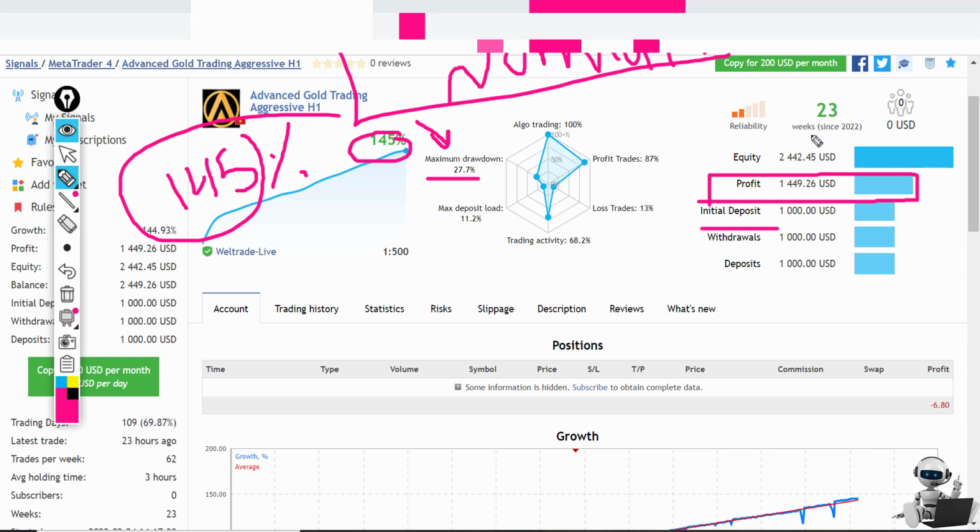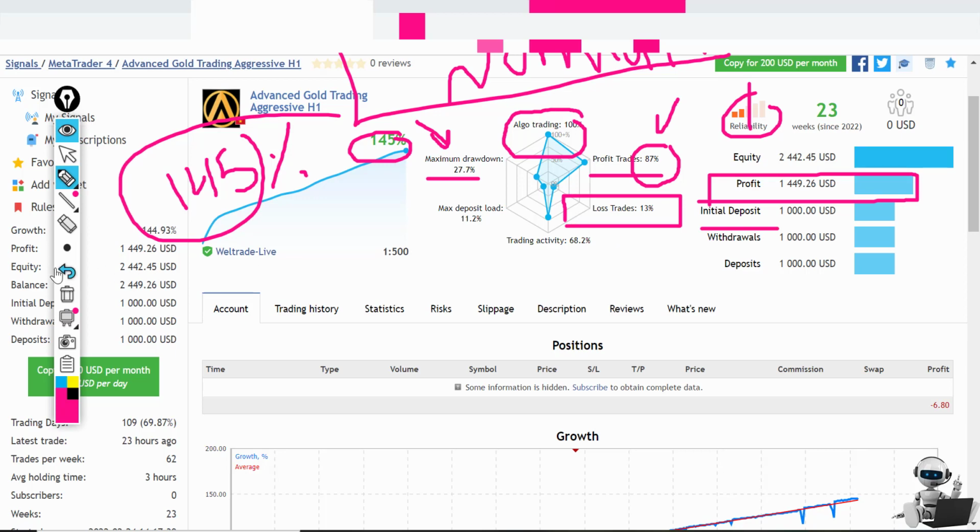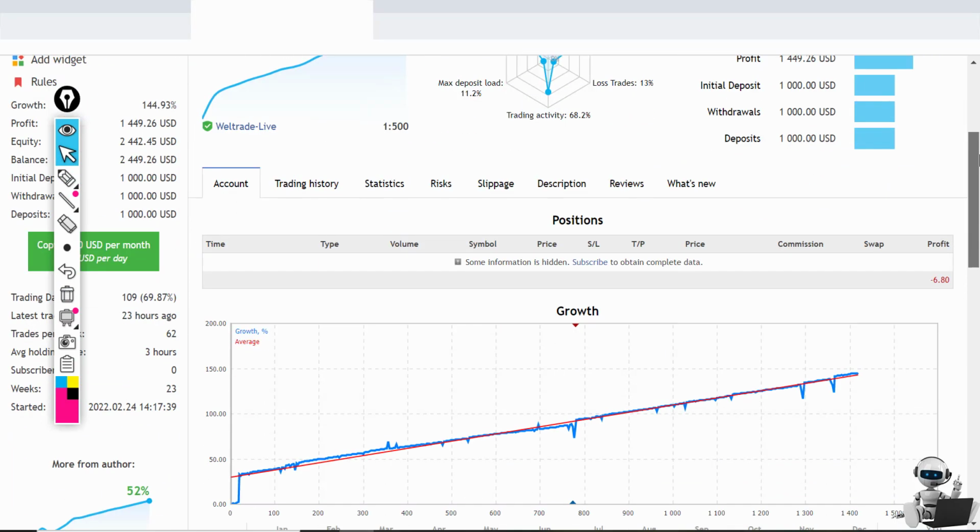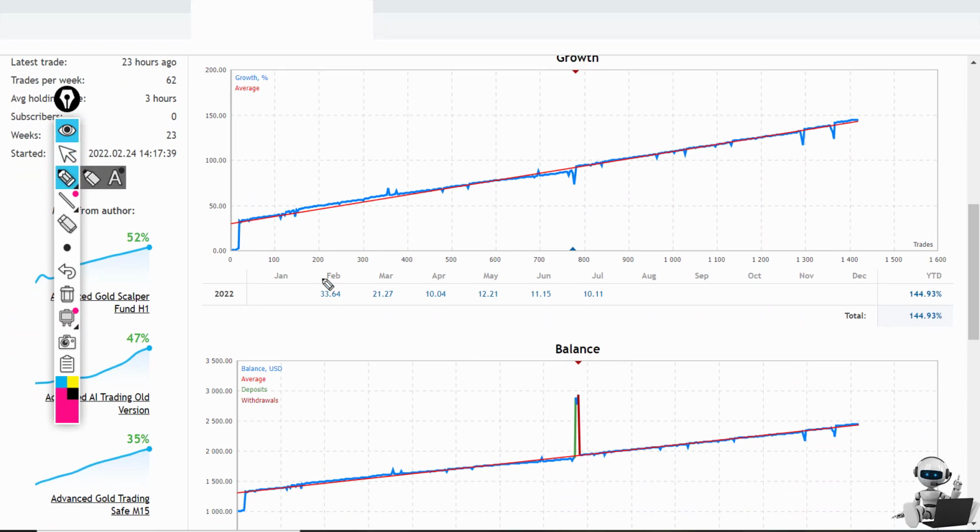$1,499. We have the leverage, I don't know why it is 2, but algorithmic trading 100%. The win rate is 87%, quite impressive. Losing trades are only 30%, and he is using a live broker with 1 to 500 leverage. So let me show you the monthly result.